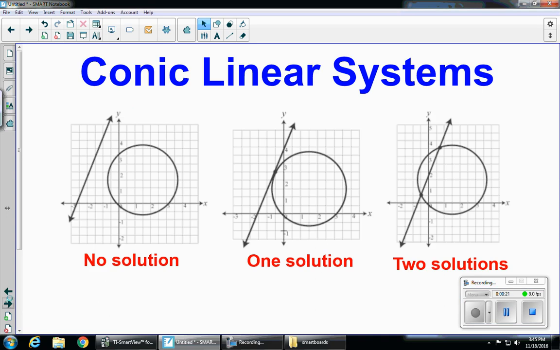So there are three possibilities. On the left, you see that the line and the circle will never intersect. Therefore, there's no solution. In the middle, you see one where the line is tangent to the circle, meaning there's one point of intersection and therefore one solution. On the right, we have a line that goes straight through the circle, so there are 2 points of intersection and therefore there would be 2 solutions.